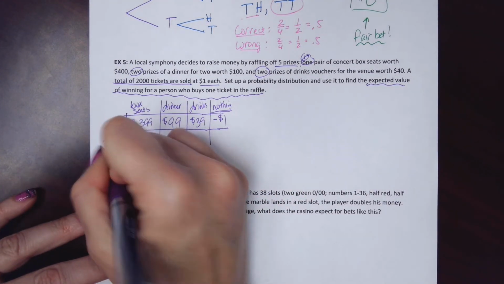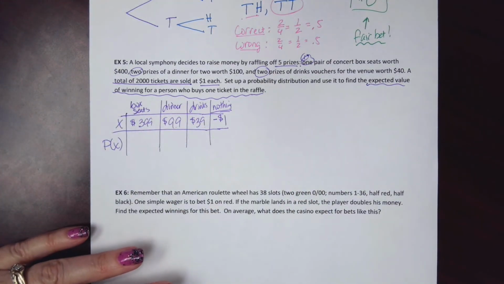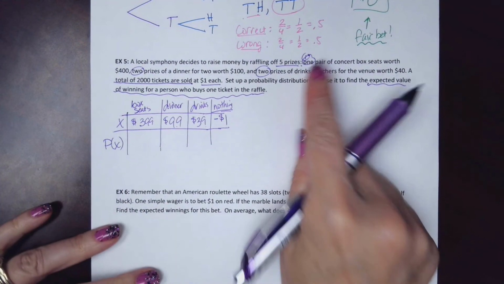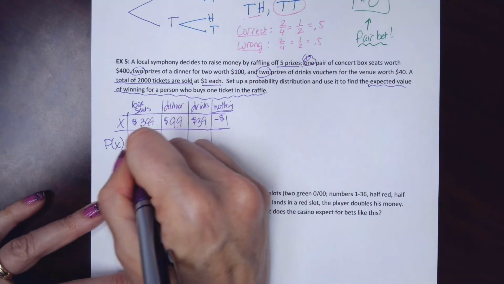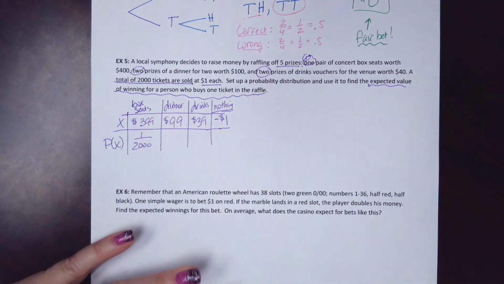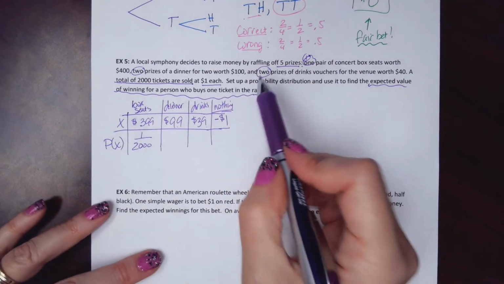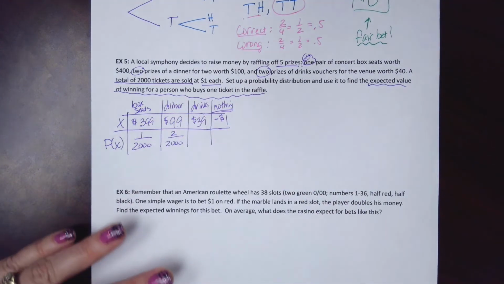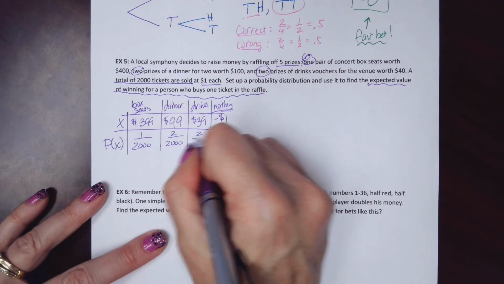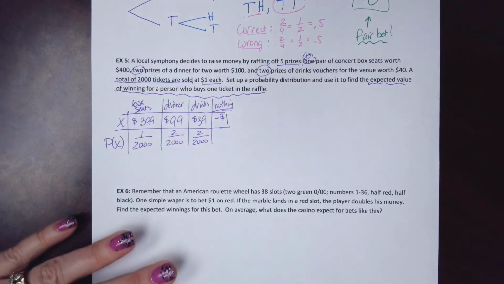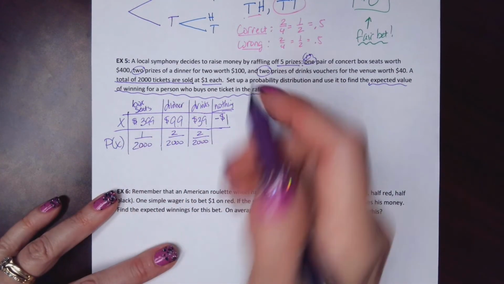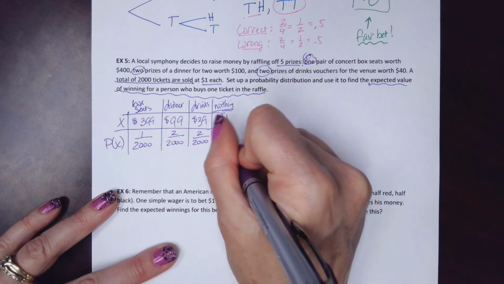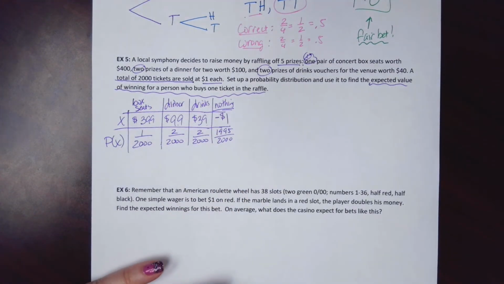What's the probability of each outcome? Well, there's one pair of box seats. Out of 2,000 tickets sold, one person is going to get those. There are 2 dinner prizes, so out of 2,000 tickets sold, 2 people are going to get those. 2 people out of 2,000 will get the drinks voucher, and that's 5 tickets, so the other 1,995 tickets are not winning tickets.